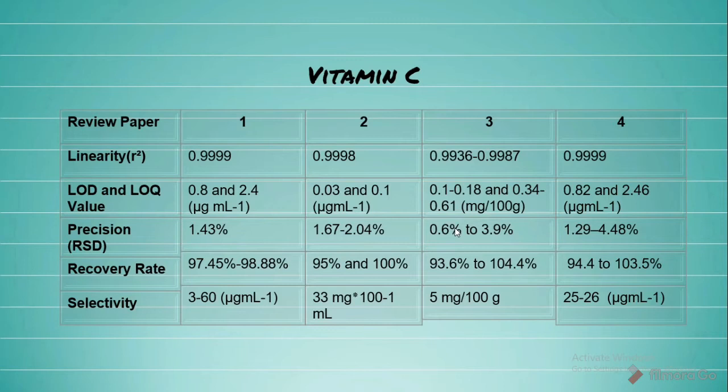The last variable is the selectivity of the sample. For the first article, the selectivity is 3 to 7 microgram per milliliter. As for the second article it is 33 milligram per 100 ml, and for the third article it is 5 milligram over 100 gram, and the last article is 25 to 26 microgram per milliliter.